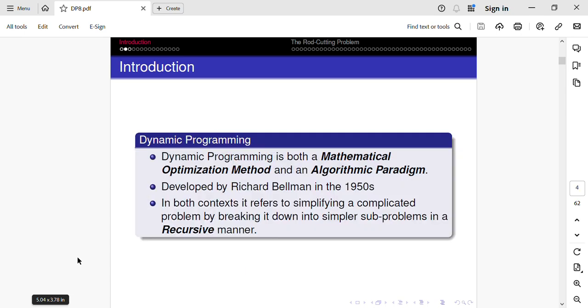So dynamic programming is both a mathematical optimization method and an algorithmic paradigm. It was developed by Richard Bellman in the 1950s. In both situations, it refers to simplifying a complicated problem by breaking it down into smaller or simpler subproblems in a recursive way.